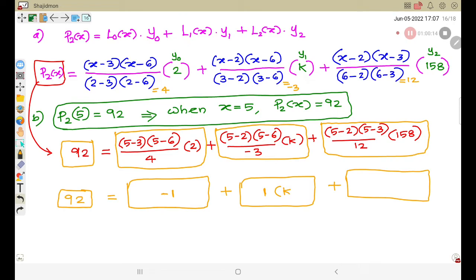K we cannot enter in the calculator, so k we need to find. So 1 multiply k plus 79, last one, correct? 79. Now you can simplify and you can find what is the k number. So 92 minus 1, take to next side, so plus 1. 79 take to next side, minus 79 equal to 1k, means k. So what will be the k number equal to? 14. This is the question, k equal to 14. I hope you understood that one.